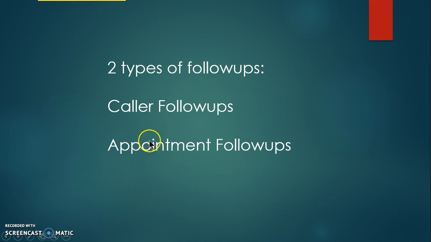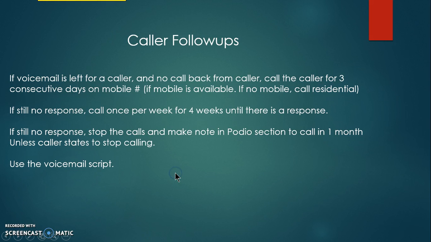There are two types of follow-ups. There's the caller follow-up, and there's the appointment follow-up. In the caller follow-up, if a voicemail is left for a caller and no callback is obtained, then we want to call the caller for 3 consecutive days, preferably on their mobile phone. If there's no mobile phone number available, then we want to call the residential number, and you'll see those numbers on the spreadsheets. That'll be reviewed in another video.